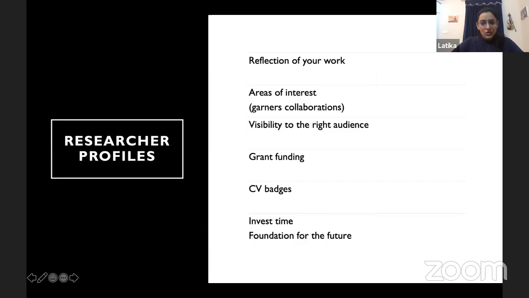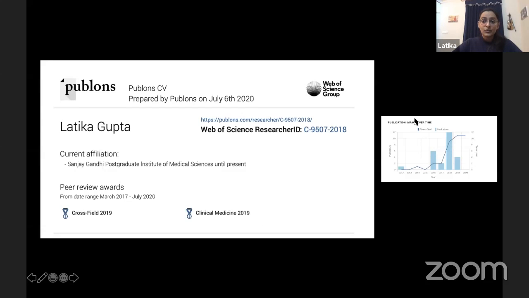And researcher profiles are very important because they give credibility to your content. It is also a reflection of your work. It shows what your areas of interest are, so your collaborators will come to you. You can get more funding. You can get CV badges, which I'll show you in a minute. So it's better to invest time, particularly if you're a young researcher. It may be a strong foundation for the future.